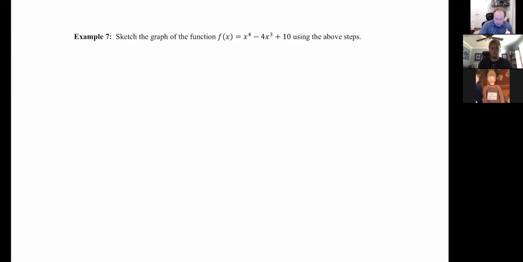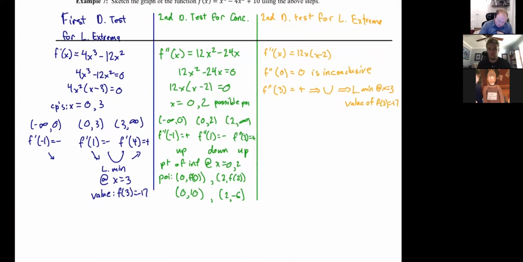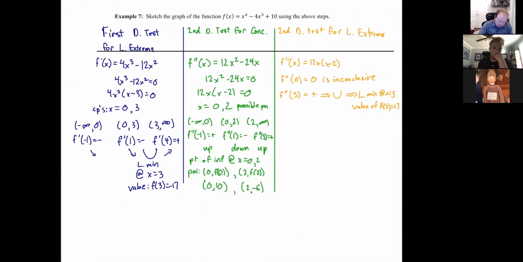All right, so let me put up the solution. The solution would be right here. So again, you can see the first derivative test for local extrema. I'm just using the first derivative. The second derivative test for concavity is similar in nature. I'm just using the second derivative with the possible points of inflection. And they do come out to be points of inflection.